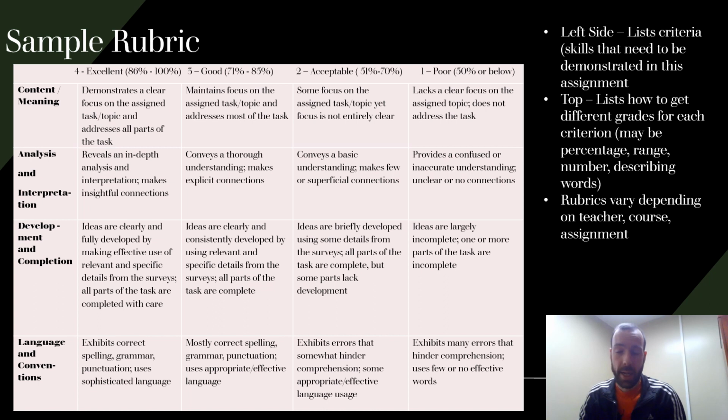Okay, so if that's my assignment, if it lacks a clear focus, if it does not address the task that I'm given, I'm going to end up with a 1 in content or meaning. If, on the other hand, I do what it says in the box all the way over on the other side for number 4, demonstrates a clear focus on the assigned task and topic, addresses all parts of the task, well, then I'm going to end up in the very highest range of grades possible for content and meaning. So a rubric gives you a really good breakdown of how you got your grade. It shows you exactly how well or how poorly you did in each of the different criteria areas.